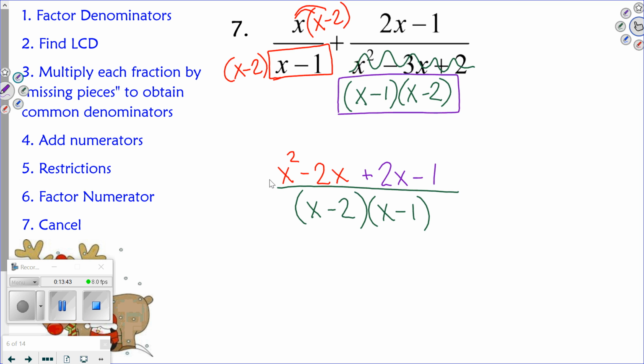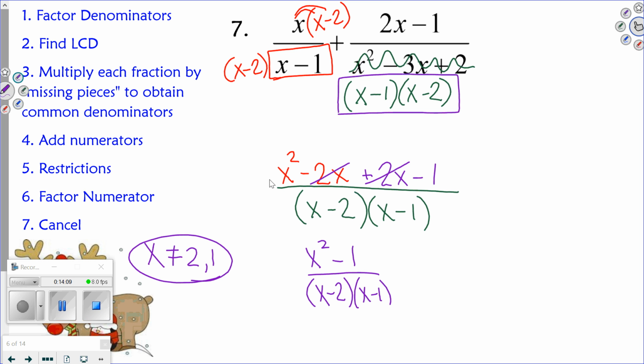So step 4, add numerators. Anything I can put together? Good. My negative 2x and 2x, let's cancel. So I have x squared minus 1 over x minus 2, x minus 1. That was step 4. Step 5, restrictions. X cannot equal what? 2 or 1. Again, those are coming from my denominator.